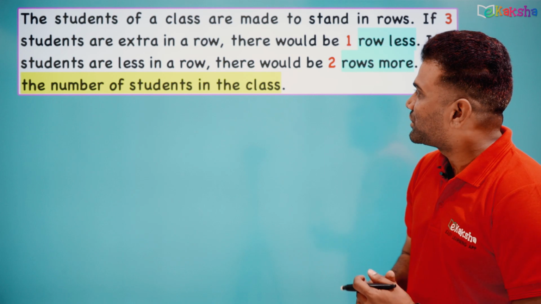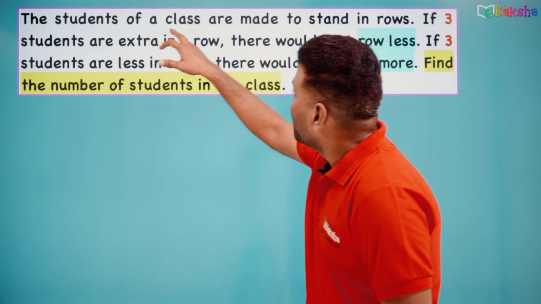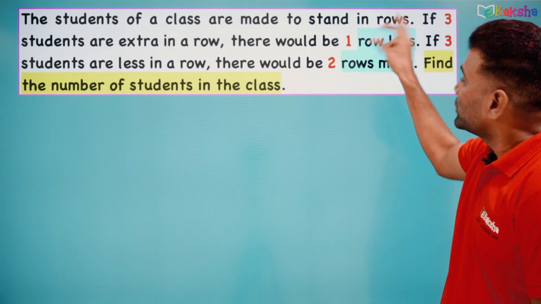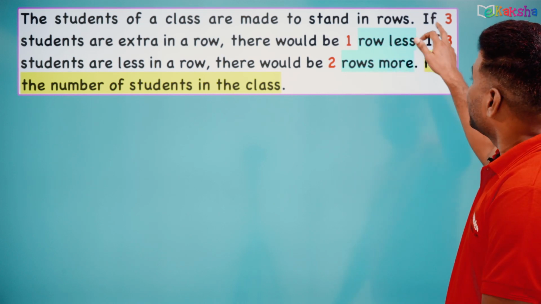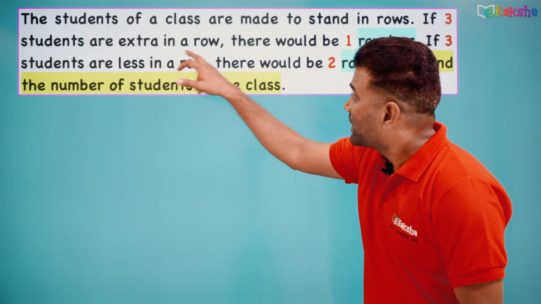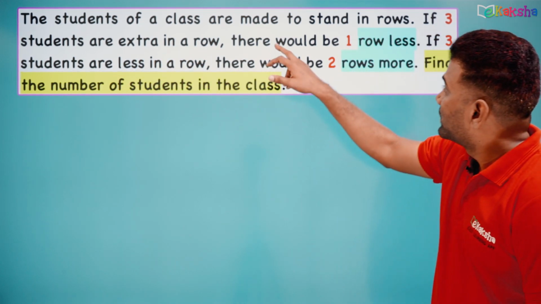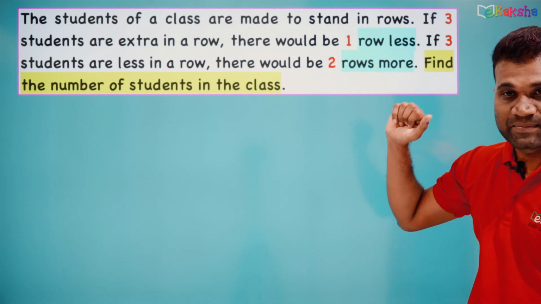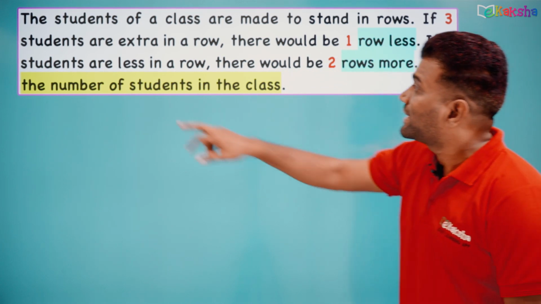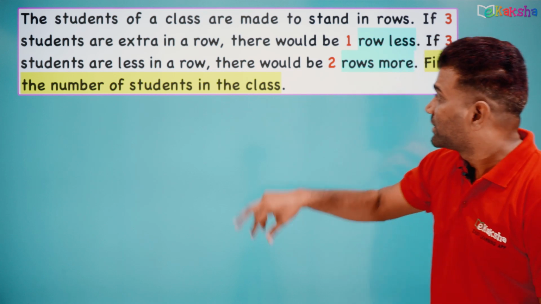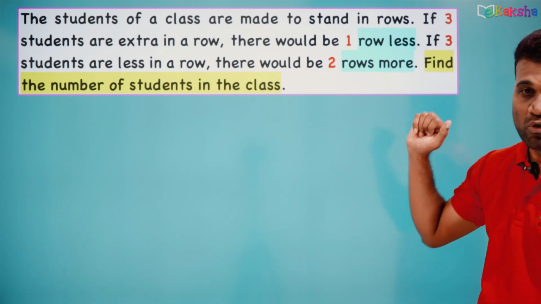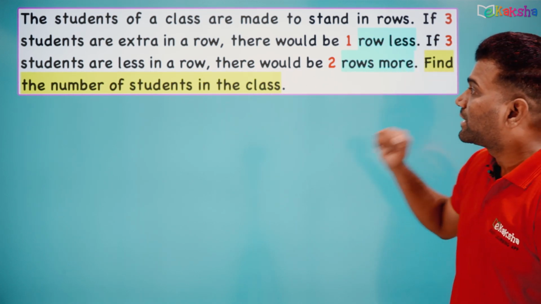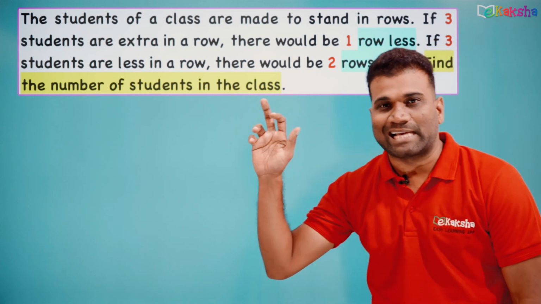The statement of this question is: the students of a class are made to stand in rows. If 3 students are extra in a row, there would be 1 row less. If 3 students are less in a row, there would be 2 rows more. Then find the number of students in the class.